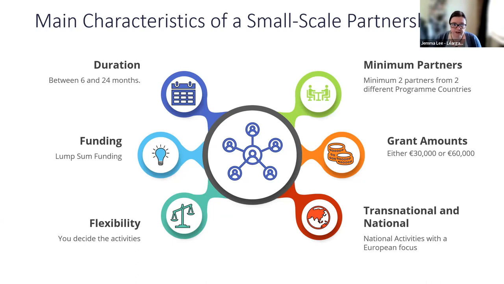The funding comes in a lump sum. So you can apply for either 30,000 or 60,000. You can't apply for anything in between. So if you start figuring out your project budget, and we'll go into all the budgets later on, but if you are landing somewhere in between, then you need to either scale it up or scale it down a little bit to meet those lump sums, because that's what's on offer.